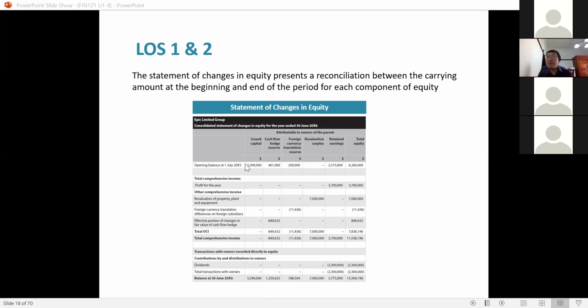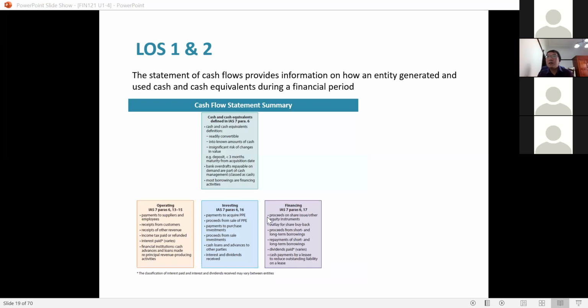So you can see that these are the balances at the start of the year, and then these are the balances at the end of the year. Then we have a cash flow statement. A cash flow statement is all about understanding the movement of cash within the company. Now, cash and cash equivalents is a term on the balance sheet where it pretty much calculates the amount of cash that the company has on hand.